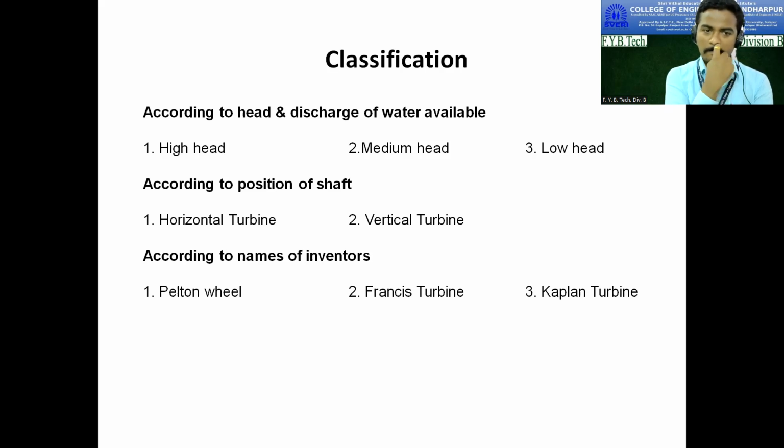Then second factor, according to the position of shaft. That is first point, horizontal turbine. Second, vertical turbine.